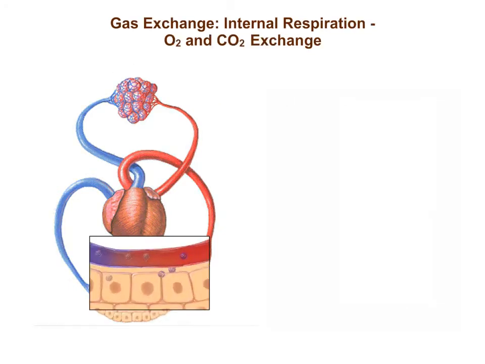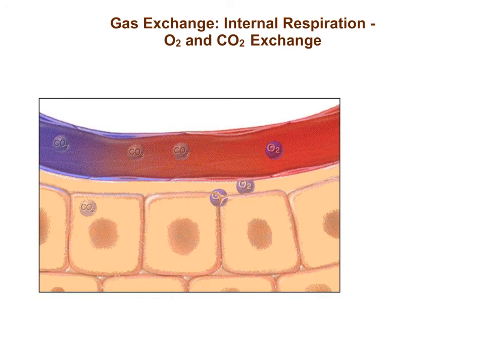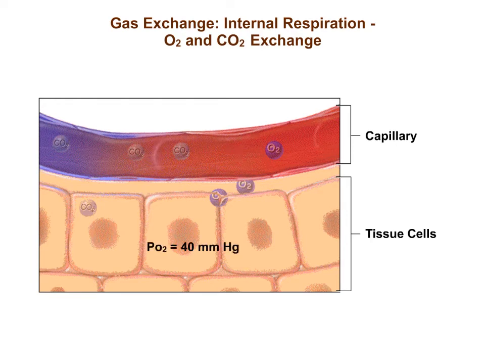Let's look at the exchange of oxygen and carbon dioxide during internal respiration. Remember that capillaries typically branch profusely within tissues, but here we are looking at only one capillary and two layers of cells. In relatively inactive organs, the tissue cells have a PO2 of 40 millimeters of mercury and a PCO2 of 45 millimeters of mercury.